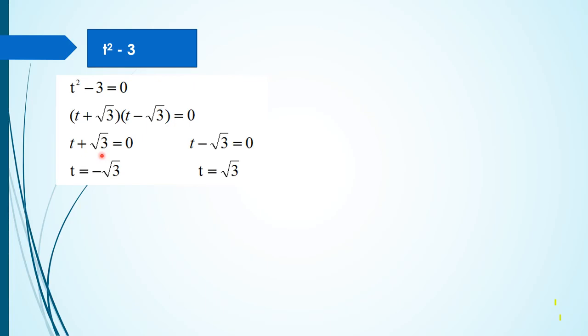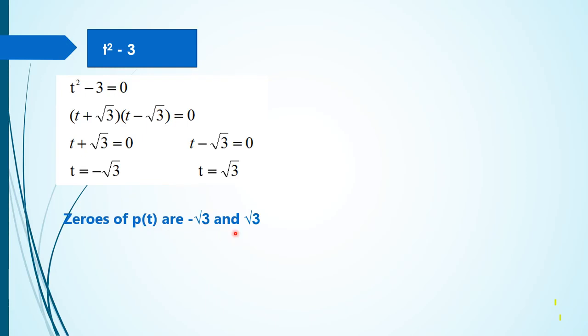that is a square minus b square, because t square can be written as t whole square, 3 can be written as root 3 whole square. Looks like a square minus b square. I can write a plus b into a minus b, that is t plus root 3 into t minus root 3. That means t square minus 3 is expressed as a product of two linear factors. Equate them to 0 separately, we get the respective zeros as minus root 3 and root 3. So the zeros of p of t are minus root 3 and root 3.